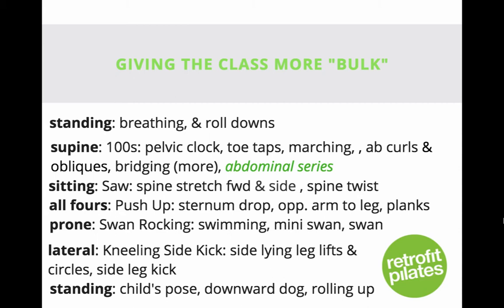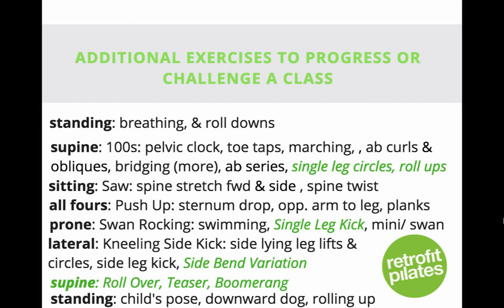So what if you've got a class that is a little bit more intermediate to advanced? So additional exercises can be thrown in, and we'll use the same principle we used before where we're grouping exercises together in similar starting positions. So to challenge this class, in my supine section, I might break it up a little bit with a single leg circle and some roll-ups. Then I might also throw in some single leg kick into my prone section.